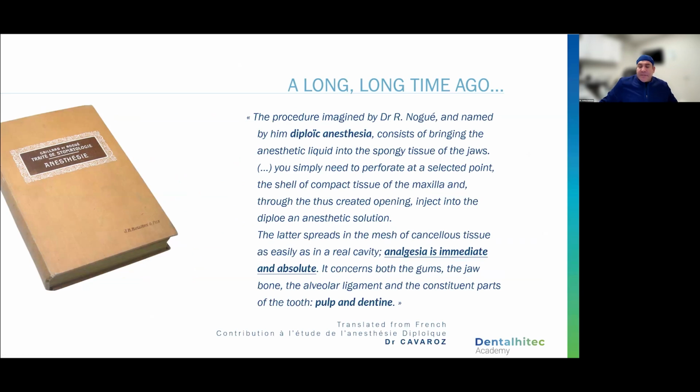Going back a little bit to the basics, please know for those of you that are new to these devices, the idea of giving an anesthetic via the intraosseous route is not new. This was back in the 1900s. And what this French doctor discussed here is that once you inject into the cancellous bone, that analgesia, that anesthesia, is immediate and absolute for everything that it touches. So that means your tooth, the apex, your soft tissue, everything where the cancellous bone is attached to will immediately and profoundly be numb. Okay, this was the 1900s.